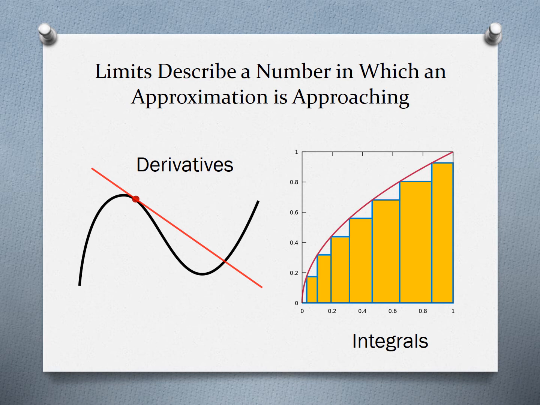Recall that limits describe a number which an approximation is approaching. So we're getting closer and closer to something. We described earlier how the derivative of this black curve on the left can be defined by the slope of a tangent line at a particular point. And we talked about getting closer and closer to that point, coming in from the left or coming in from the right. And this would define a derivative.